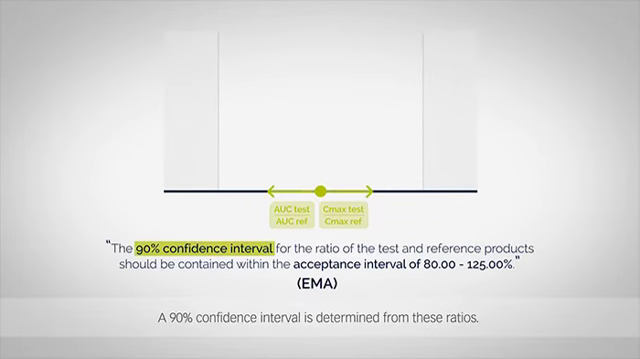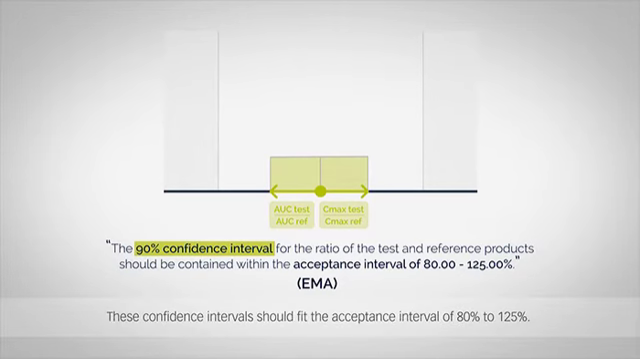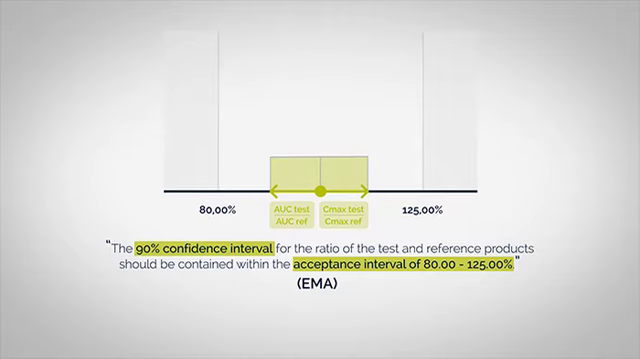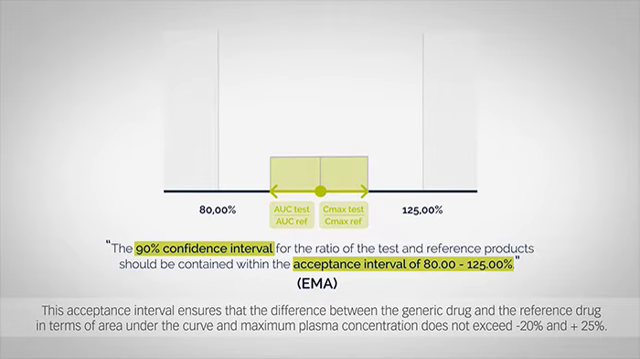A 90% confidence interval is determined from these ratios. These confidence intervals should fit the acceptance interval of 80% to 125%. This acceptance interval ensures that the difference between the generic drug and the reference drug in terms of area under the curve and maximum plasma concentration does not exceed -20% and +25%.